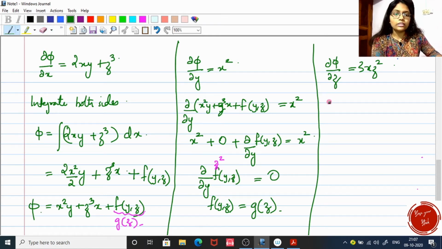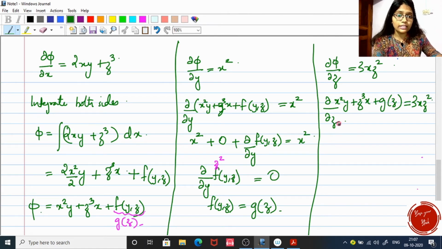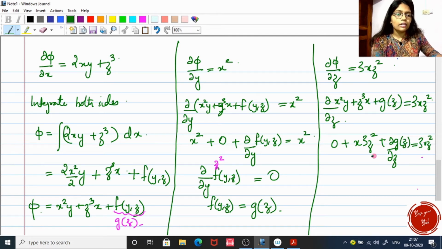See, dou phi by dou z, that is dou by dou z of, I copy this over here, x square y plus z cube x plus g of z, equal to 3x z square. Let's take the derivative with respect to z. So the x square y term, the derivative is 0, plus with respect to z cube x, what is that? x into the derivative of z cube, which is 3z square, plus dou by dou z of g of z equal to 3x z square. Again by comparison we have 3x z square on both sides. So dou by dou z of g of z is equal to 0.